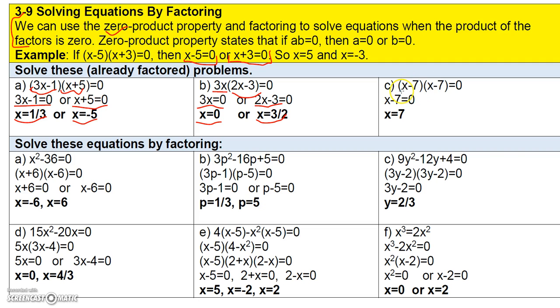Now this one, it has two factors, but notice the factors are the same, x minus 7 times x minus 7. So in that case, you don't have to set both factors equal to 0, just set one equal to 0. So set x minus 7 equal to 0, and then solve that, and you get x equals 7.